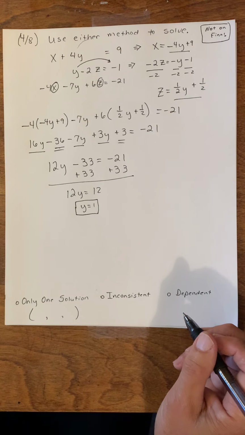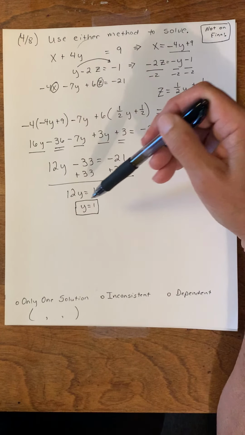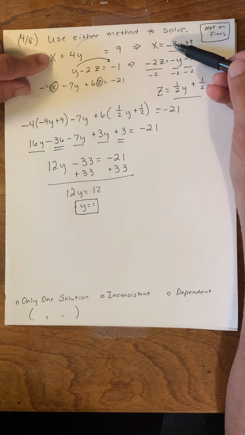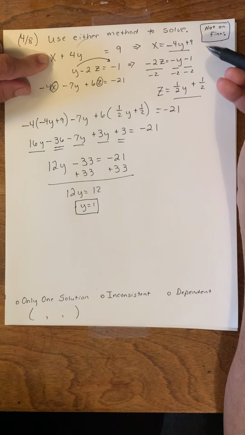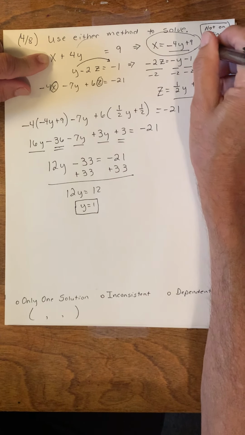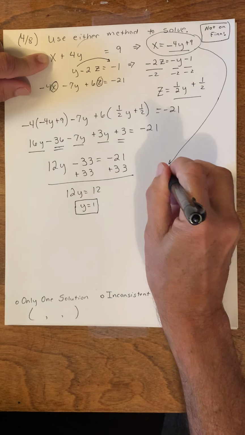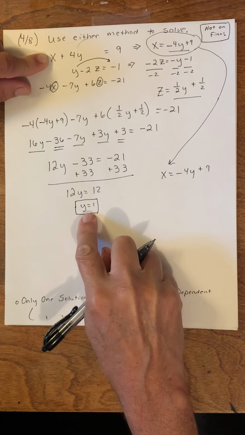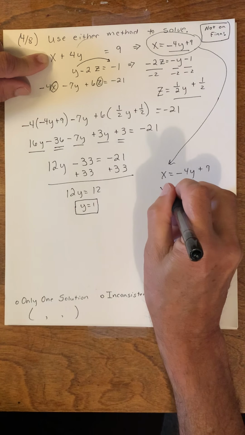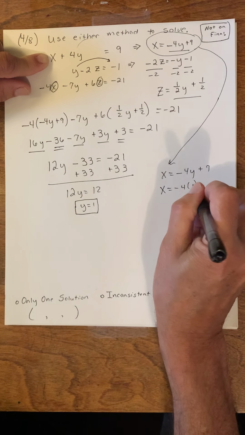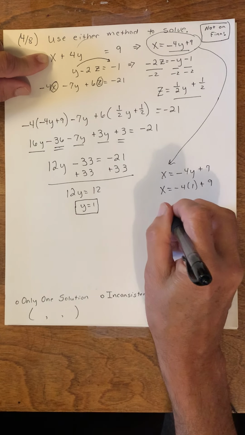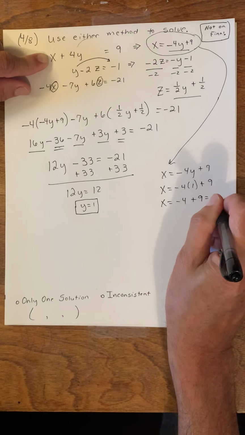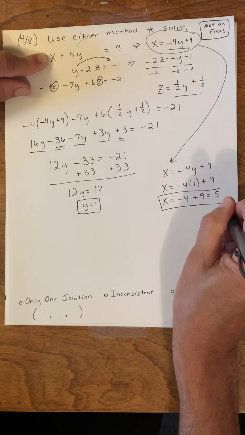So I've got 1/3 of my problem solved. I know what y is. Hey, but check this out. X is negative 4 times y plus 9. So I'm going to use this. X is negative 4 times whatever y is plus 9. But I know what y is. Y is 1. So x is negative 4 times 1 plus 9. X is negative 4 plus 9. That's 5. So x is 5.